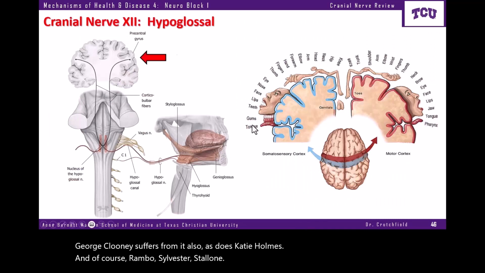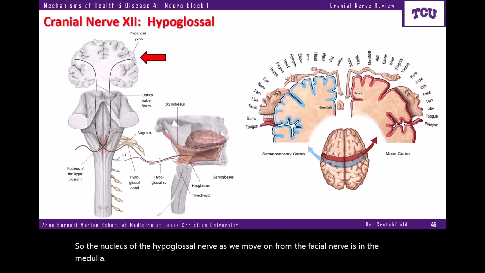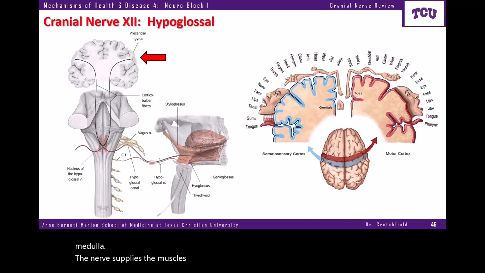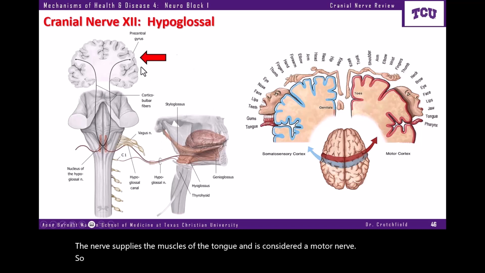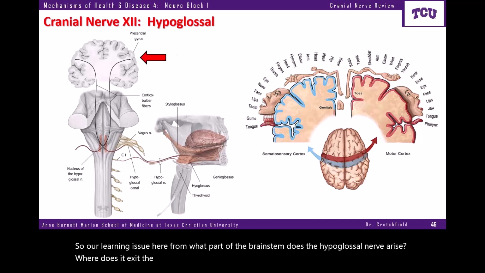So the nucleus of the hypoglossal nerve, as we move on from the facial nerve, is in the medulla. The nerve supplies the muscles of the tongue and is considered a motor nerve. So our learning issue here: from what part of the brainstem does the hypoglossal nerve arise? Where does it exit the skull, i.e. the hypoglossal canal? Is it motor, sensory, or both? And what does it innervate?